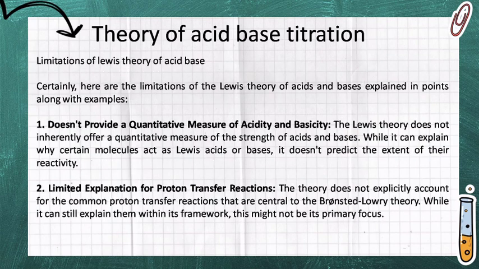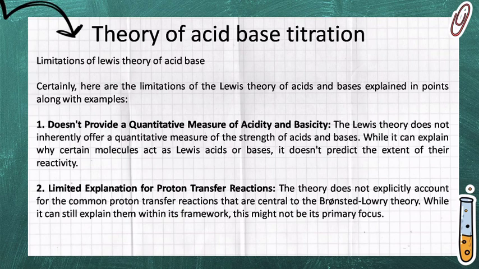Last is limitations of Lewis theory of acid-base. Certainly, here are the limitations of the Lewis theory of acids and bases explained in points along with examples. First, doesn't provide a quantitative measure of acidity and basicity. The Lewis theory does not inherently offer a quantitative measure of the strength of acids and bases. While it can explain why certain molecules act as Lewis acids or bases, it doesn't predict the extent of their reactivity. Second, limited explanation for proton transfer reactions.